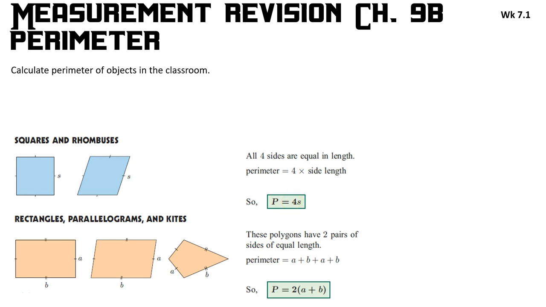And if I look at something like a rectangle, a parallelogram, and a kite, they all have 2 pairs of equal length. So these double dash lines or single dash means that this is the same length as this is the same length as this. So if I know the length of this side and the length of this side, I can say, well, it's 2 lots of A plus 2 lots of B. And that's what they've written here, 2A plus 2B.